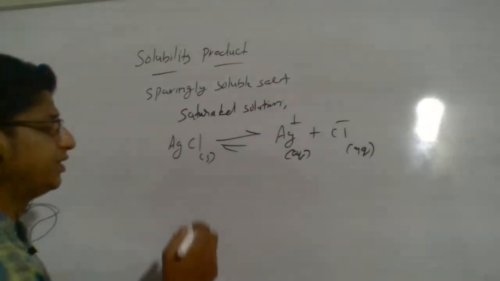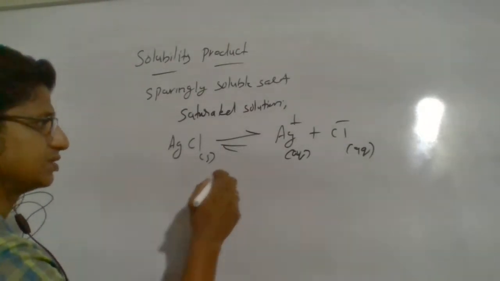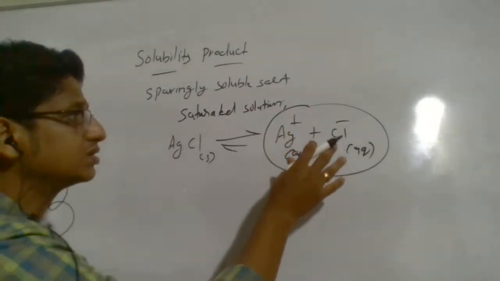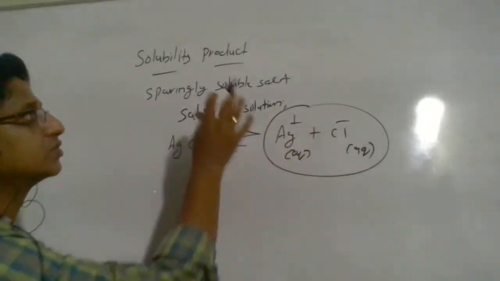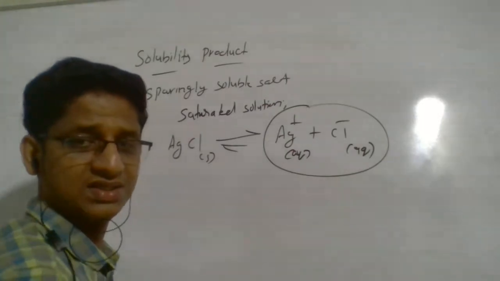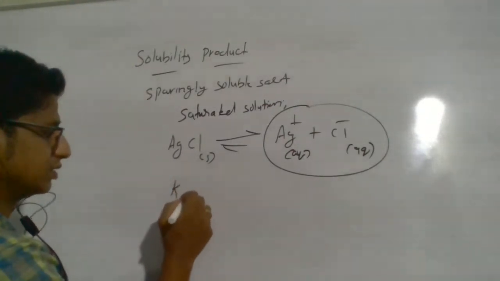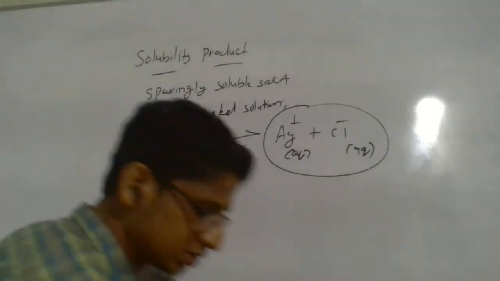Now let us define what is solubility product. Solubility product is nothing but the concentration of ions of a sparingly soluble salt in its saturated solution. That is KSP. Now how can you write the equilibrium constant?